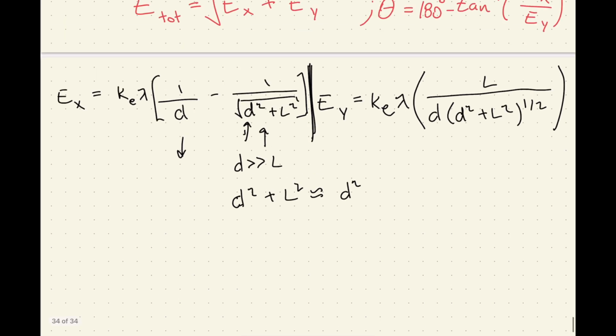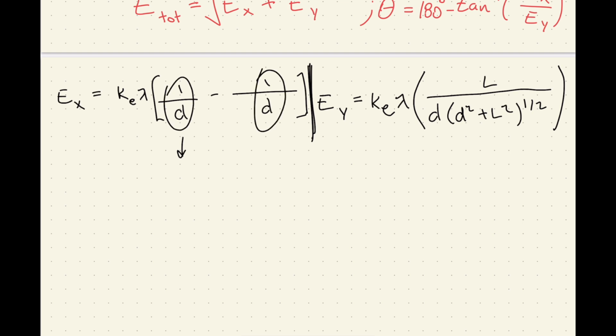If we can make that approximation, then this whole denominator basically just turns into D squared. And if that makes sense, then the square root of D squared is equal to just D, okay? And if you see here, we have 1 over D minus 1 over D. Here we have 1 over D minus itself, which is equal to 0. That is the simplification we can make if D is much larger.